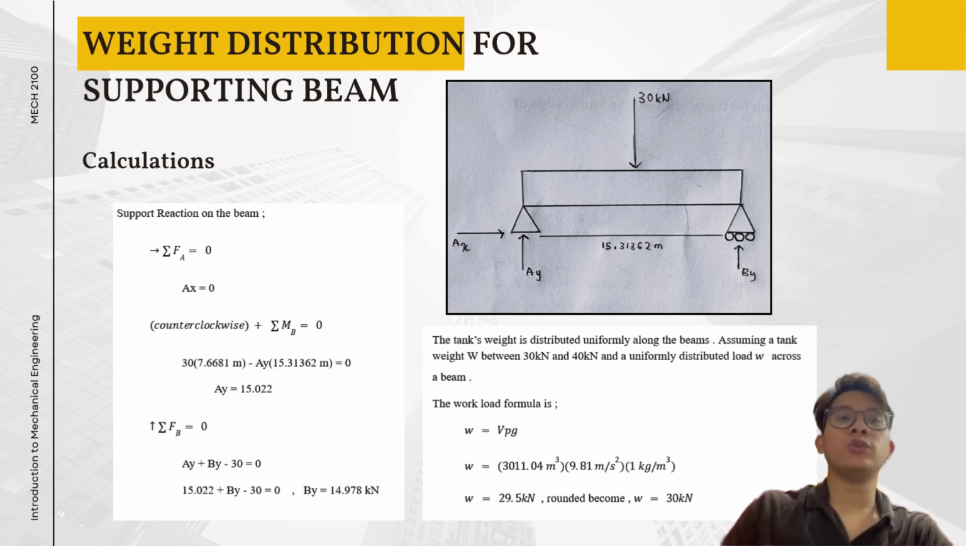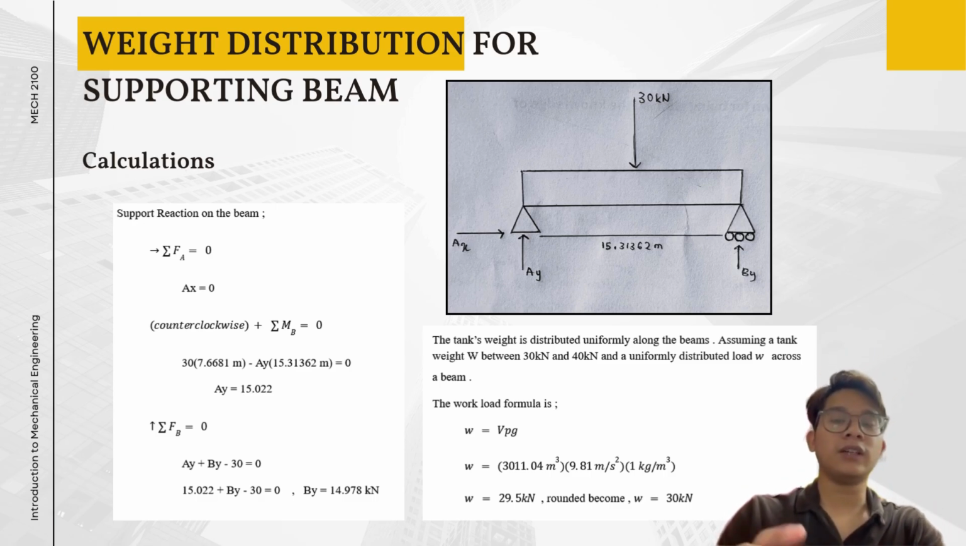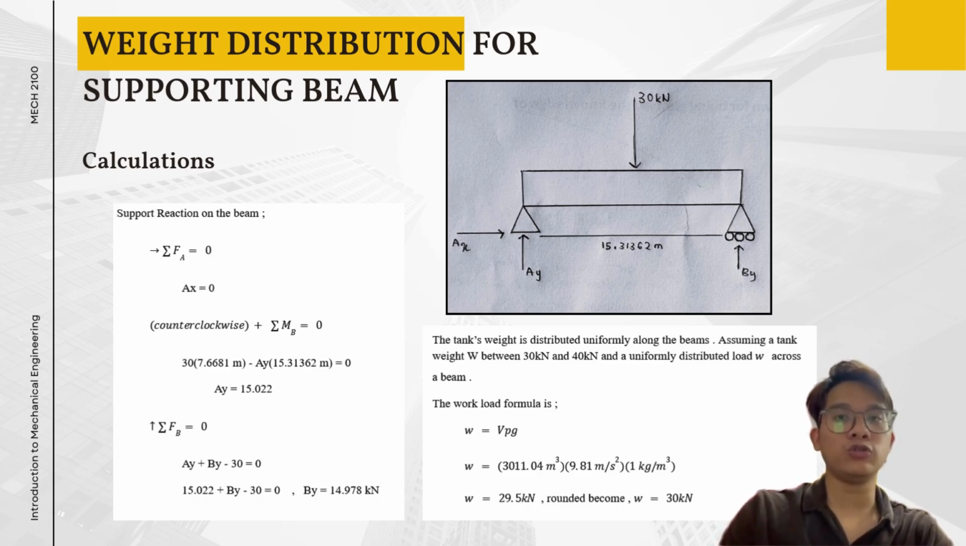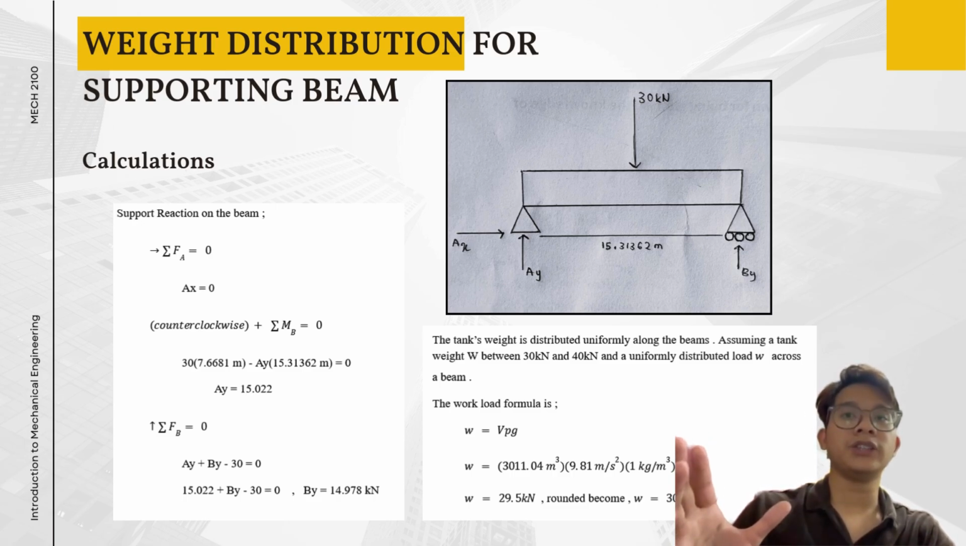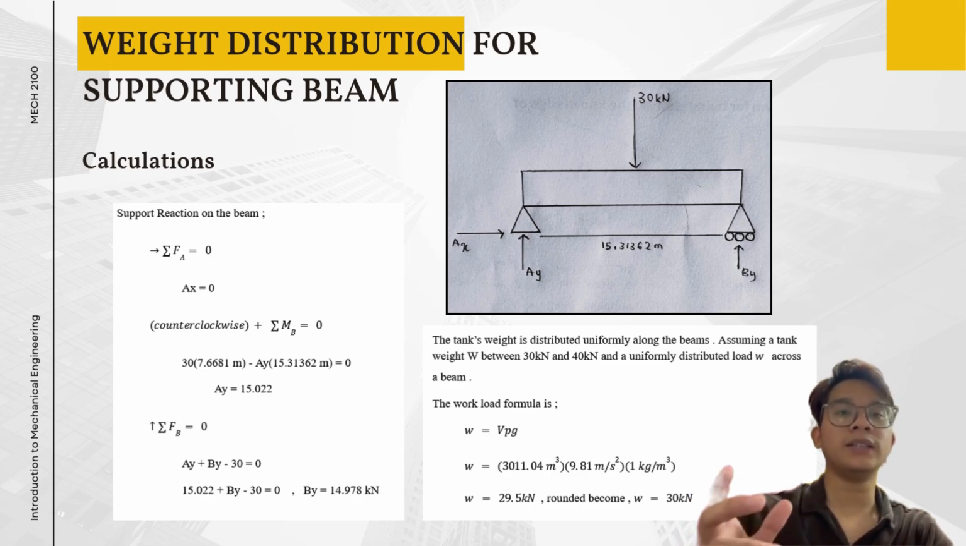So we calculate the vertical force, upward positive, equal to 0. We sum up the vertical force. So we got AY plus BY minus 30 equal to 0, and we substitute the AY we got from the moment force calculation and equation. So we got 15.022 plus BY minus 30 equal to 0, and we got BY equal to 14.978 kilonewton for the vertical force at support B.